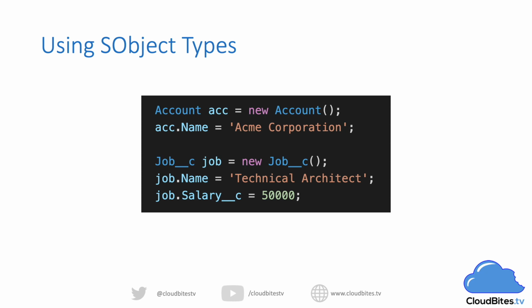On our job variable, we can also call the variable name dot, and then we add the name field. We go into the name field by .name, and we set the name to be technical architect. And then we're going to use the salary custom field, and that's job.salary__c, and we're going to set that to 50,000. Okay, so really simple and easy for us to work with, and this is one of the most powerful things that Salesforce does for us.